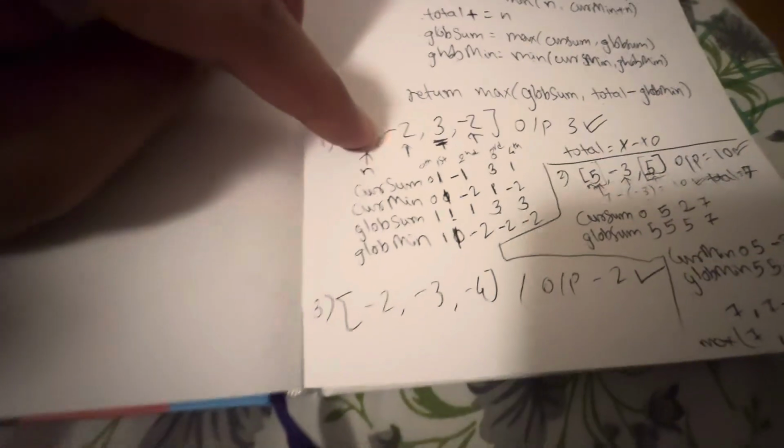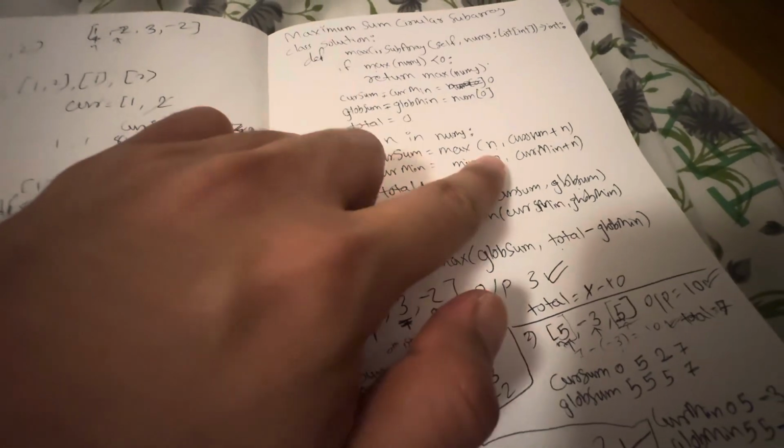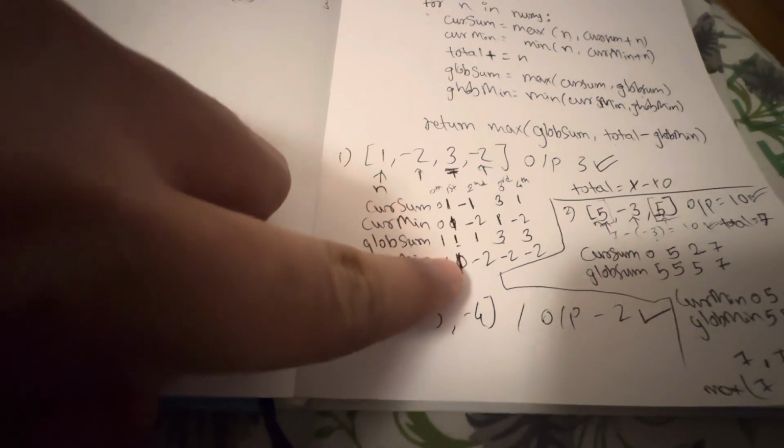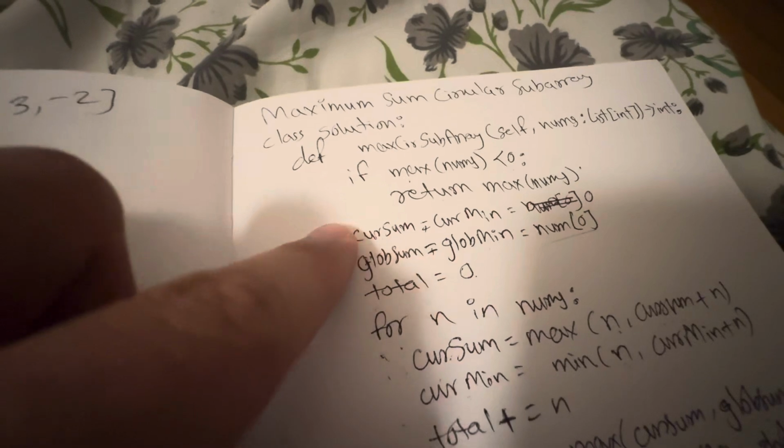So in the first case I made one small mistake. Current mean will be the minimum of 1 comma current mean plus 1, which means it will be 1, and global mean also will be 1, so it doesn't matter if we assign it 0 here.